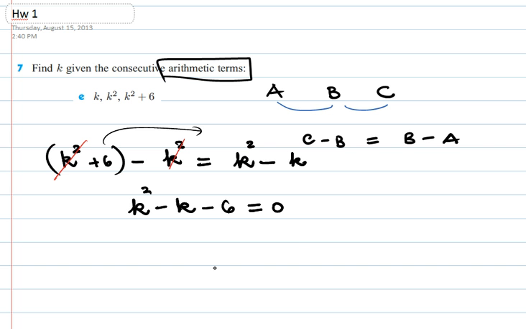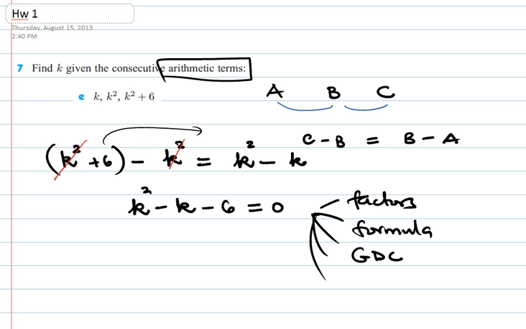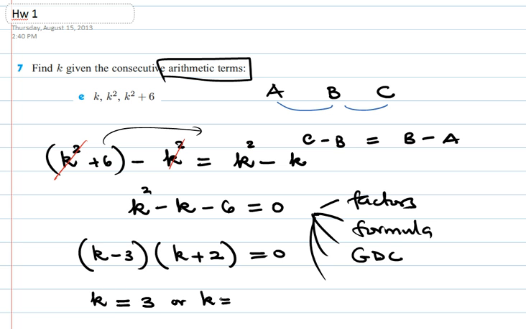And to solve a quadratic, you could use one of the different methods that you probably know. You can use factors, you can use the formula, you can use your calculator, and there's a couple others which we don't need to get into. At this point, this one is a straightforward factorization. You should be able to factorize this and show that it's the same as k minus 3 multiplied by k plus 2, which would mean k is equal to 3 or k is equal to negative 2.